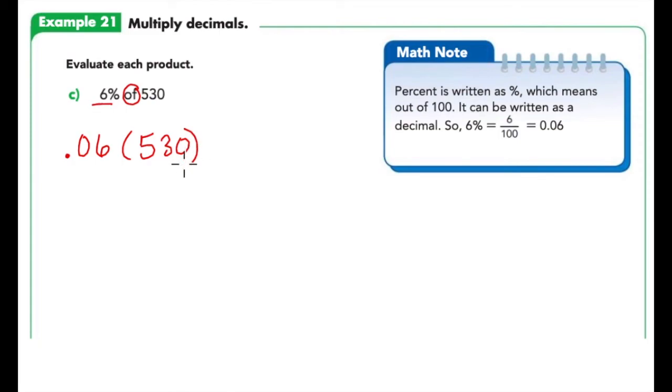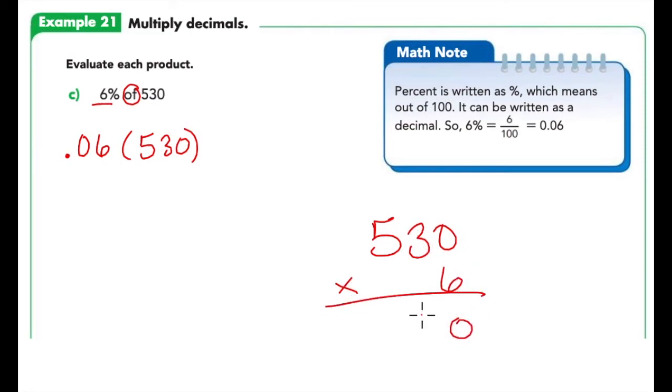And we would follow, again, our same multiplication process. I'm going to set it up vertically here. So 530 times 6. We remove the decimals. That's a 0. 6 and 3 gives us 18. We carry the 1. 6 times 5 gives us 30. That is 31. So we are left with 3,180. But again, there were 2 decimal places in our original problem. So 6% of 530 is equal to 31 8/10.